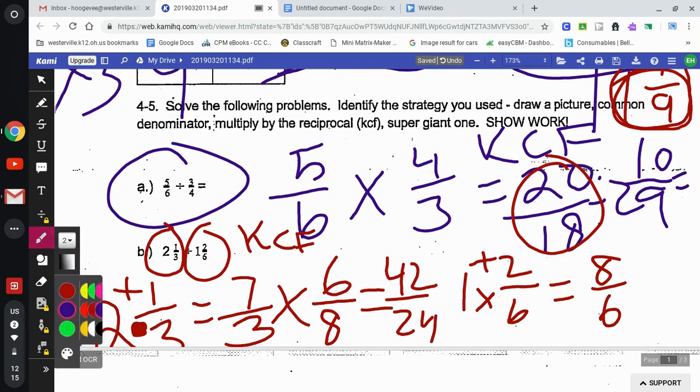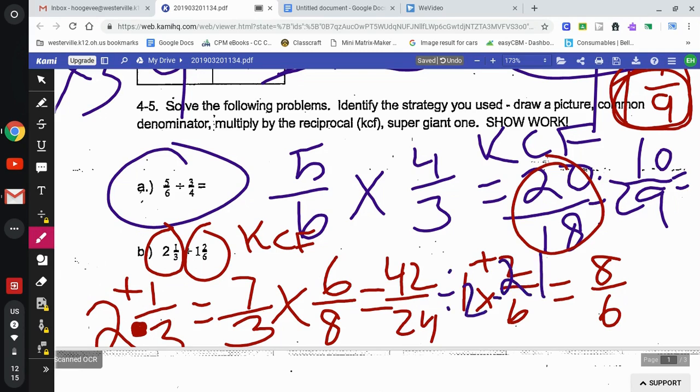Pick a different color here so I can rewrite over my stuff. So I can probably divide both those by 2 to get 21 over 12. I can divide both those by 3 now, seeing that. 3 goes into 21 7 times. 3 goes into 12 4 times. So I got it down to lowest terms.